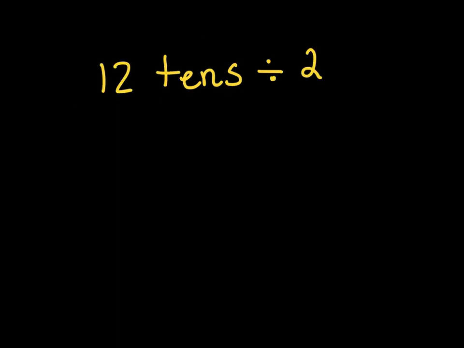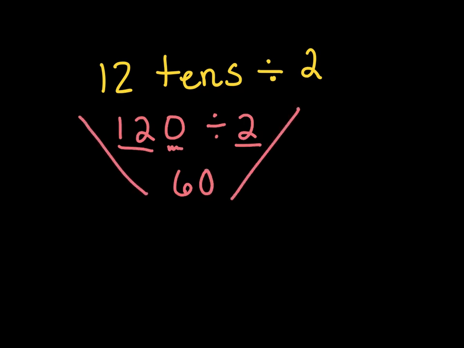Okay, now we have a unit. We have 12 tens divided by 2. So 12 tens is just really 12 times 10, which is 120. 12 divided by 2, and we say 2 goes into 12 6 times, and don't forget the 0, 60. So our quotient is 60.